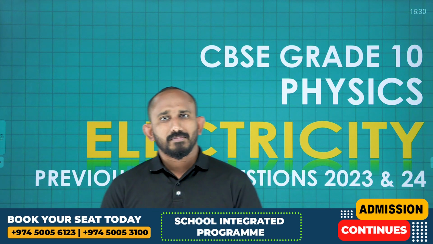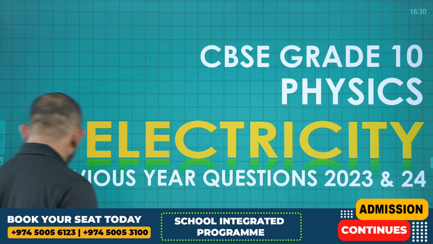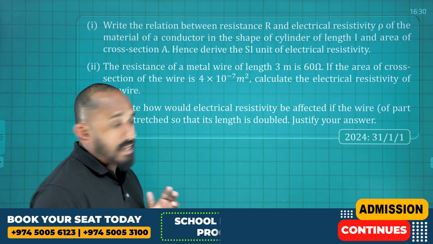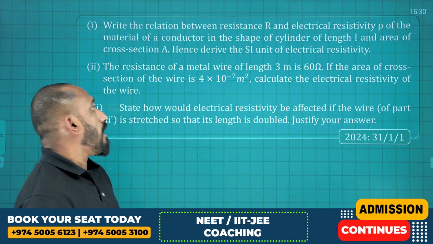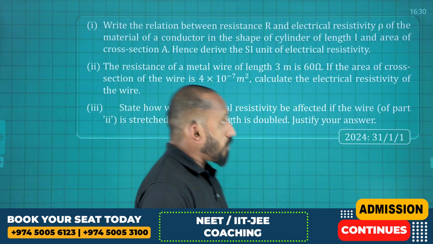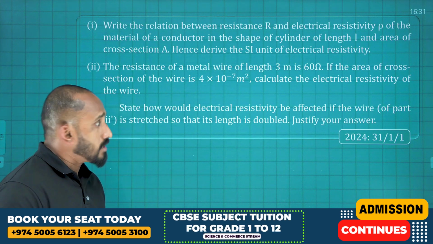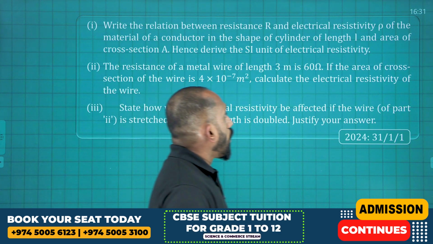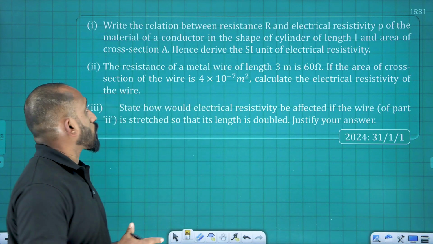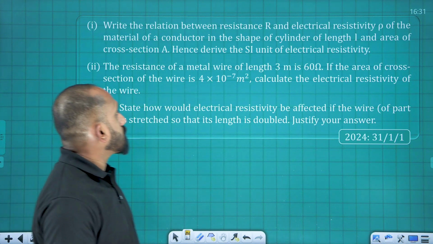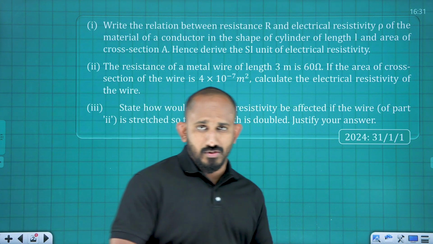Let's go through the questions. Here's question number 1. Write the relation between resistance R and electrical resistivity ρ of the material of a conductor in the shape of a cylinder of length L and area of cross-section A. Hence, derive the SI unit of electrical resistivity.